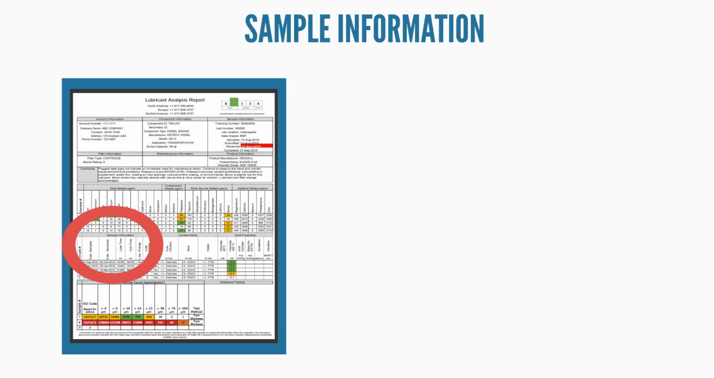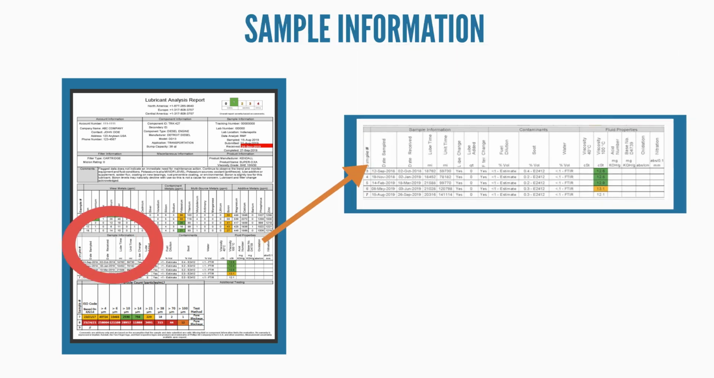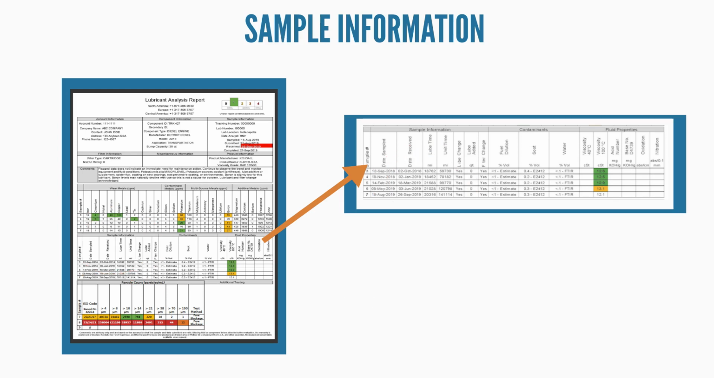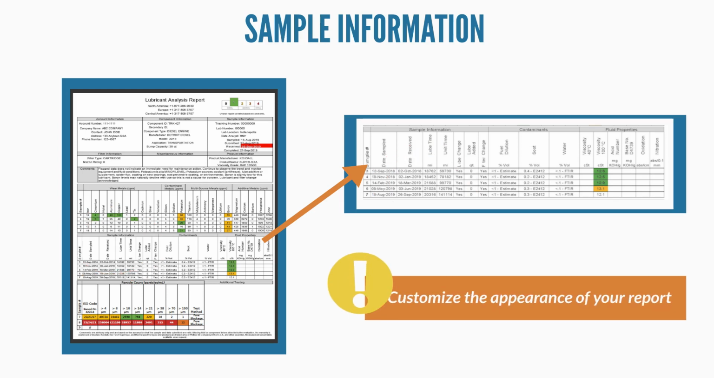This section includes information about this exact sample, such as the date it was sampled, the date the laboratory received it, lube time, unit time, lube change, lube added, and filter change. Here you will see additional historical sample data for this component. It is important to include this detailed information when you submit your sample so you can establish trending for your equipment. Historical samples can either be displayed above or below the current results, which can be customized in your Horizon user settings. The orientation of the report results can be controlled in your user settings.